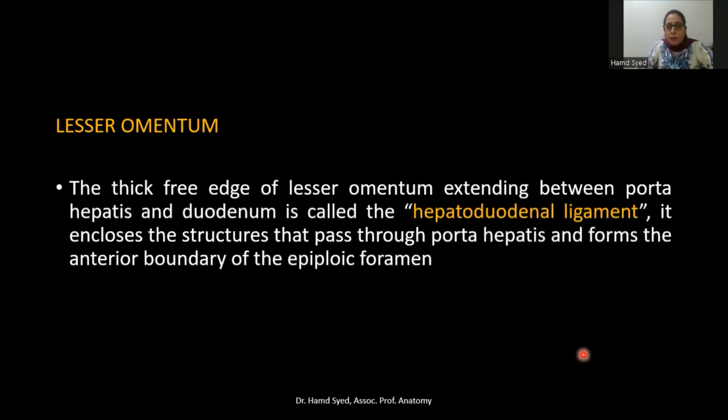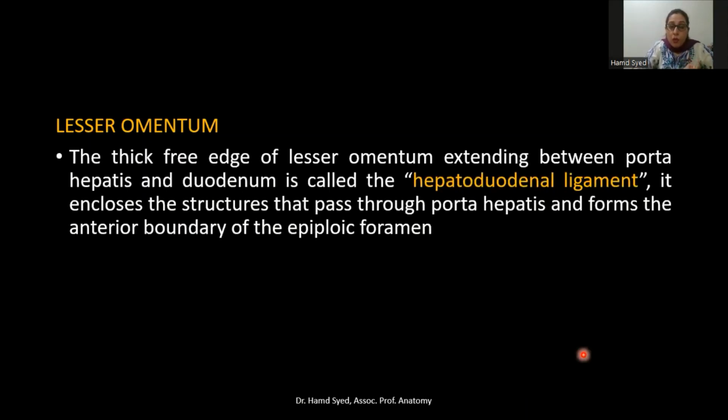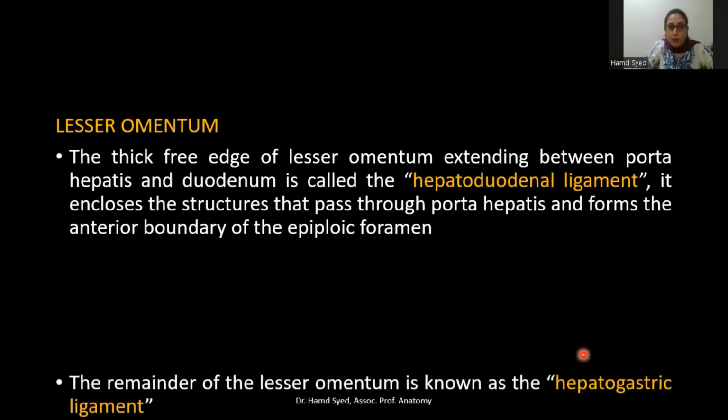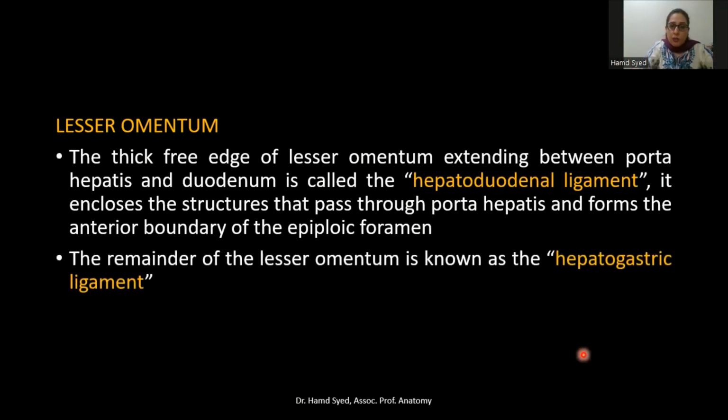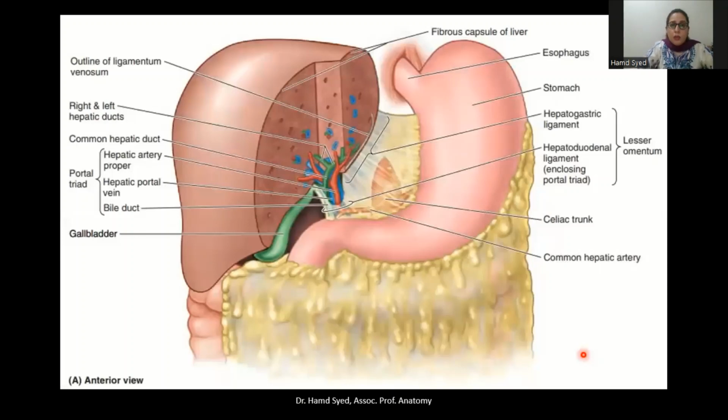The lesser omentum extends, you can see, from the liver to the duodenum. That part which is extending between Porta Hepatis and duodenum is called the hepatoduodenal ligament. This encloses the structures that pass through Porta Hepatis, and it forms the anterior boundary of the epiploic foramen, which is an important anatomical landmark. The remainder of the lesser omentum, which is attached to the stomach, is known as the hepatogastric ligament.